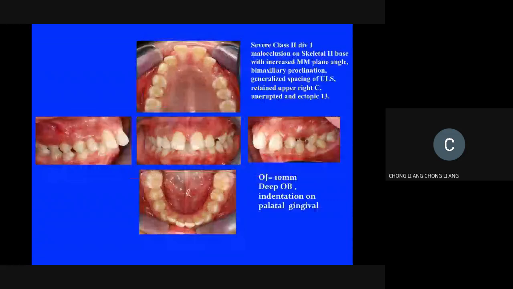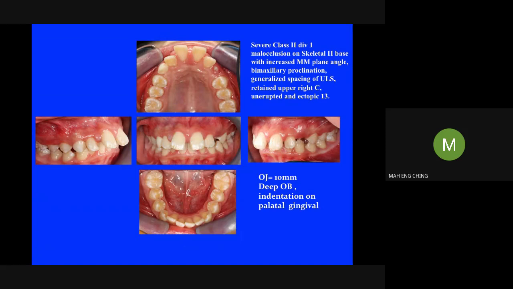Next case. How about this? This patient has a Class 2 Division 1, and then we have the deep bite also. On the upper right, we have a retained C, then an unerupted 1-3, maybe impacted. But look at the space. The space is more than 4 millimeters.